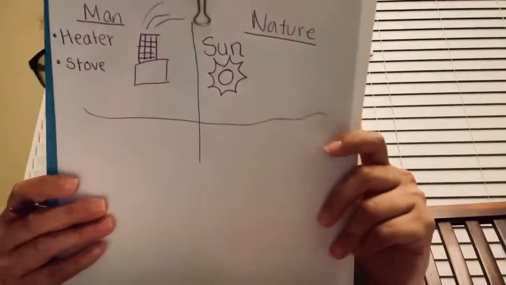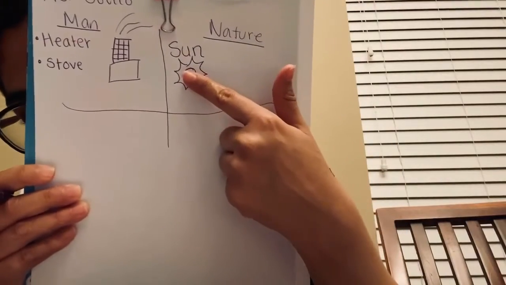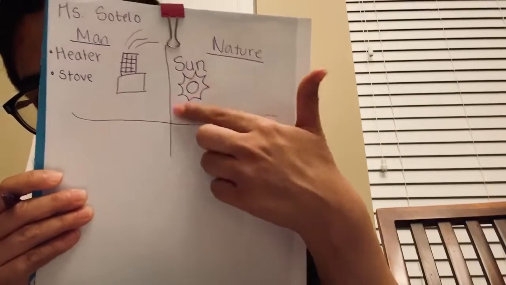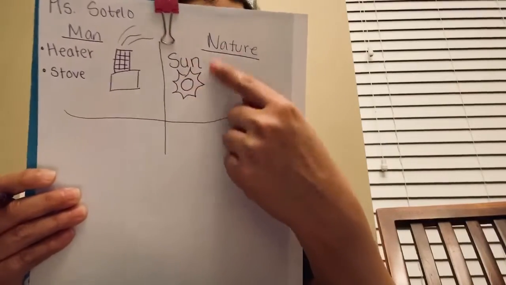So this particular one, or the biggest one that I want to talk about, also gives us light. Can we guess what that is? It is the sun. So for nature, you can write the word sun, or again, you can draw a picture if that's what you want to do. So I have the word sun, and I have a picture of a sun because the sun is nature, and the sun gives us warmth. It gives us heat.